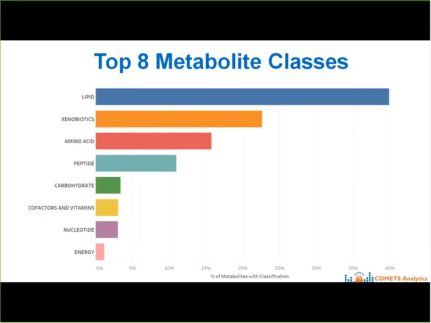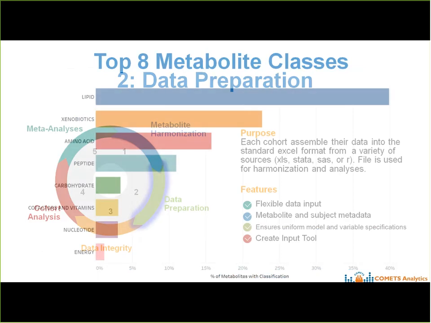What we found is that lipids primarily drive a lot of the metabolites. There are quite a few xenobiotics and some amino acid peptides. This is the distribution of the top 8 metabolite classes. So about 40% are lipids.